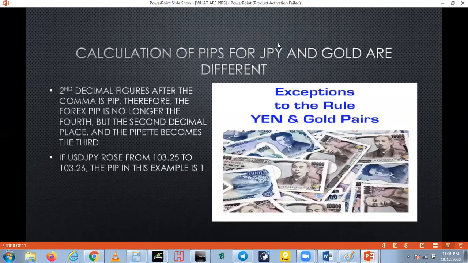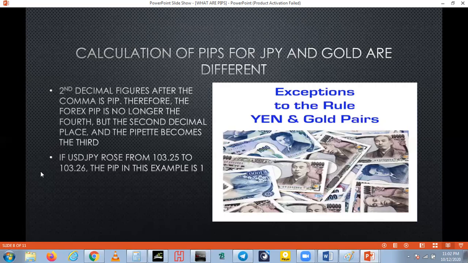So calculation of pips for JPY and gold are different. The second decimal figure after the full stop is the pip. Therefore, the forex pip is no longer the fourth but the second decimal place, and the pipette becomes the third. If you enter a buy at this price and it rises to this price, the pip in this example is 1. So you made 1 pip.